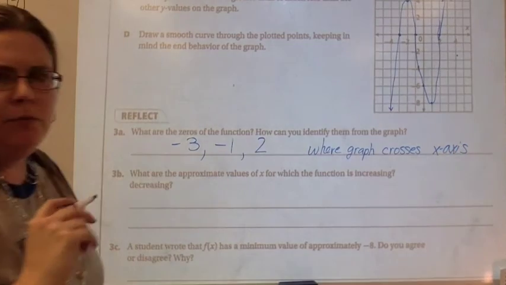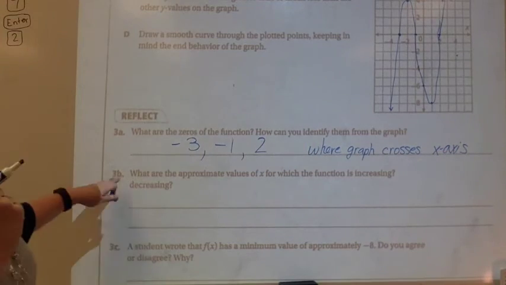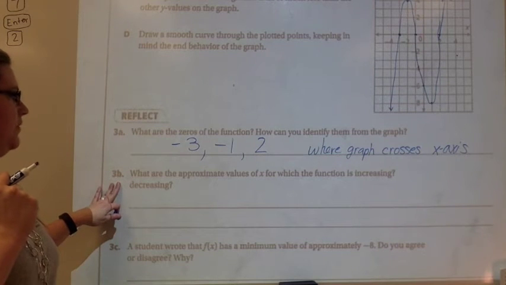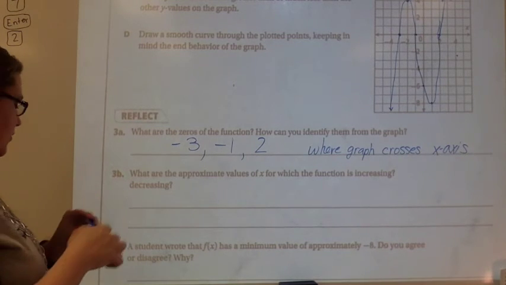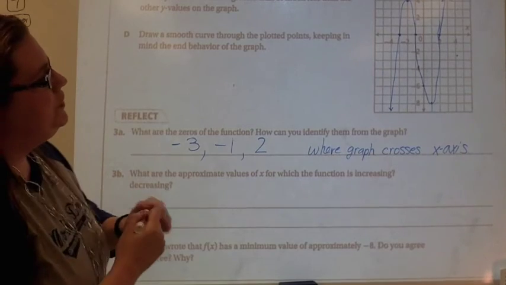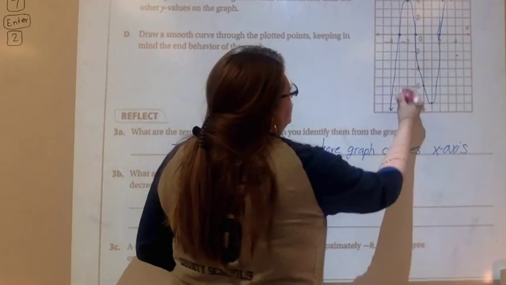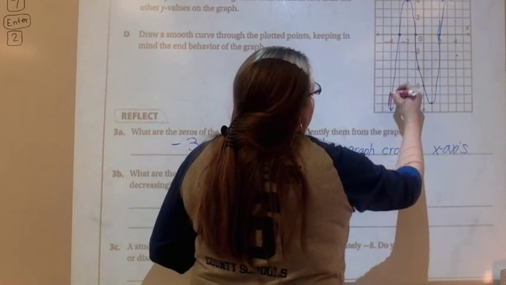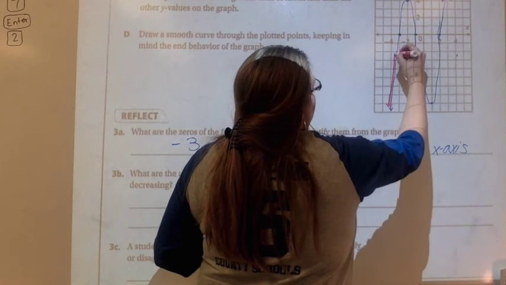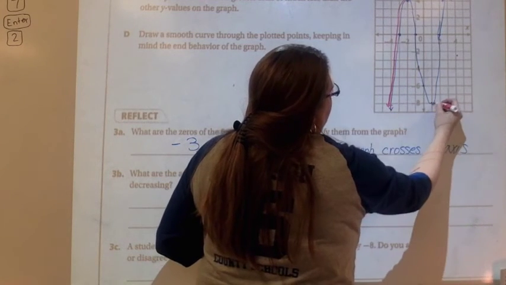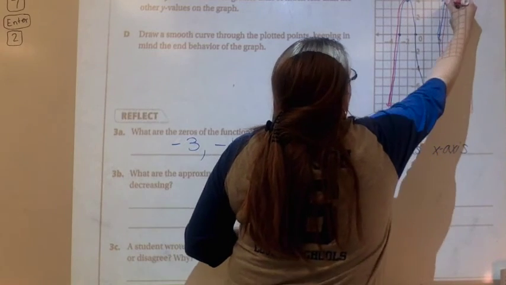Okay? A couple more questions and we're done for the night. 3b says, what are the approximate values of x for which the function is increasing? So the function is increasing along this interval and then along this interval.